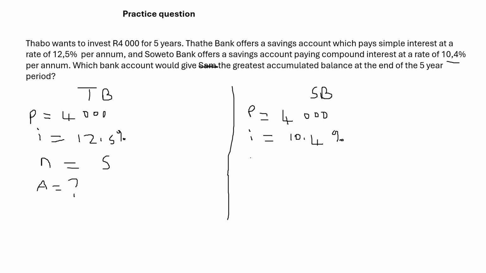And then lastly, we know N is the same throughout. It's 5 years, that's our target years that we're investigating. And then we don't know the acquired amount, which we're looking for. That's what we're investigating also for Soweto Bank.